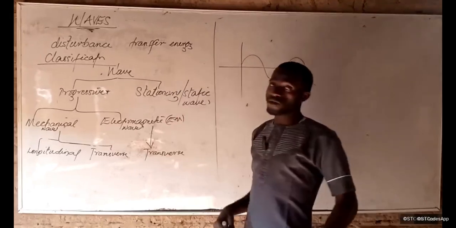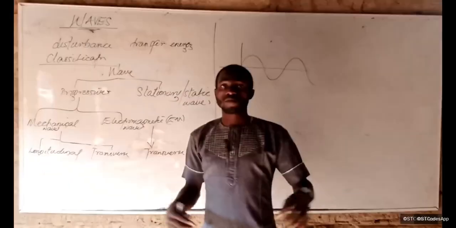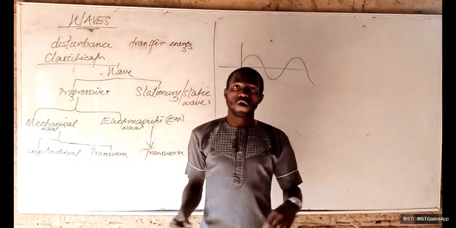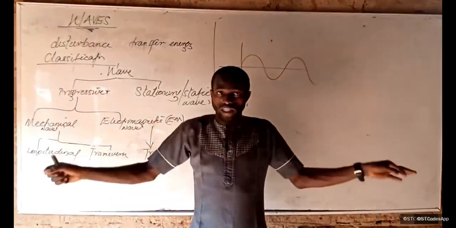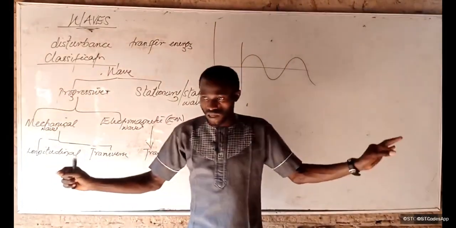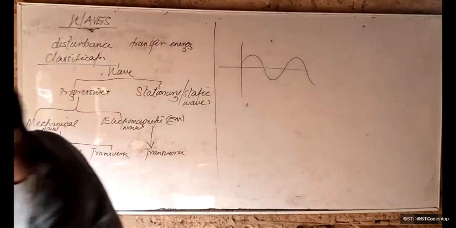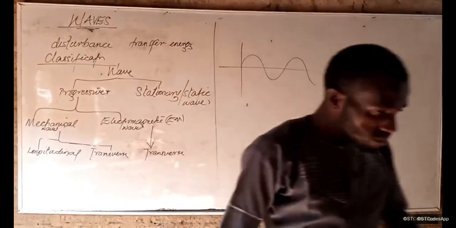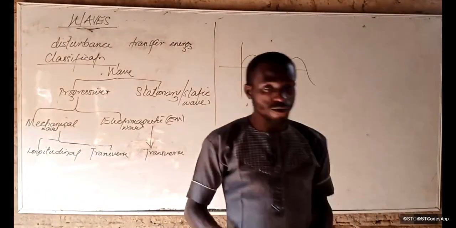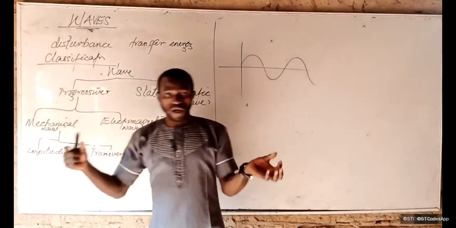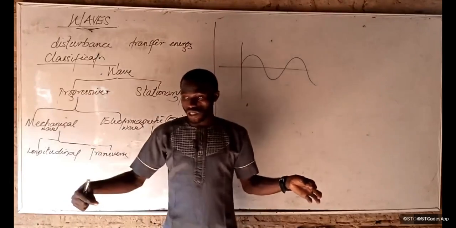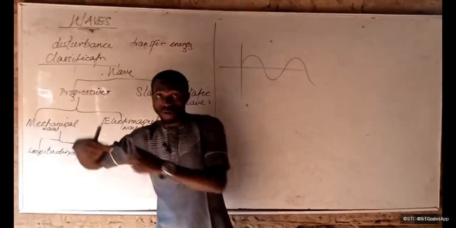And then a stationary wave is one that happens within maybe closed tubes or between two points. So, for example, if I tie a rope onto two poles, and I create a wave to travel from one point.